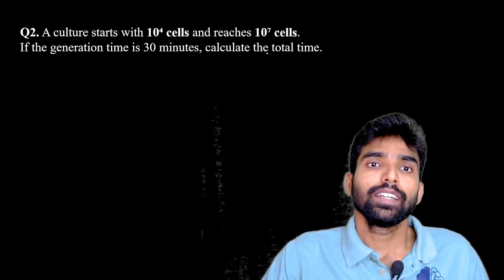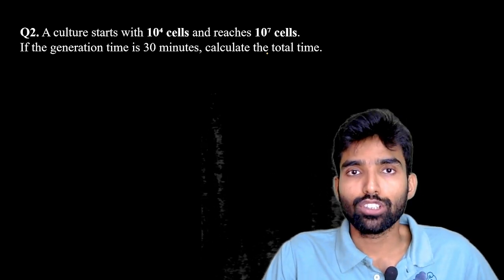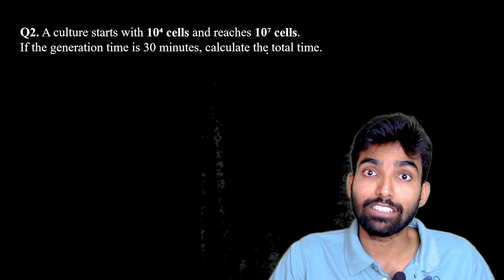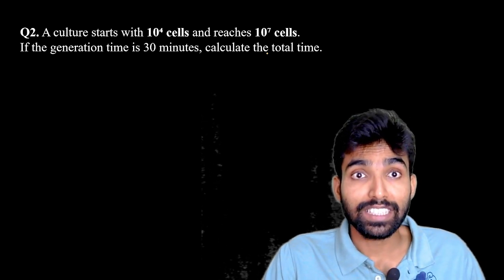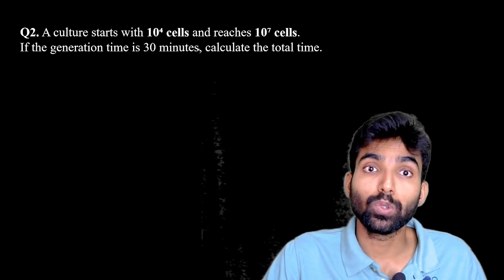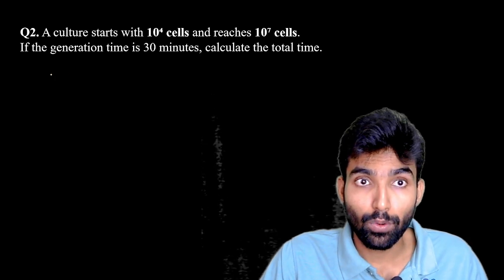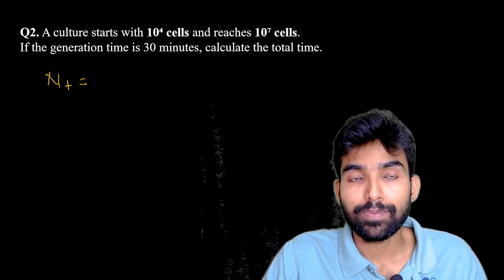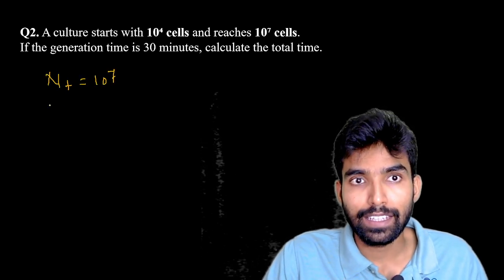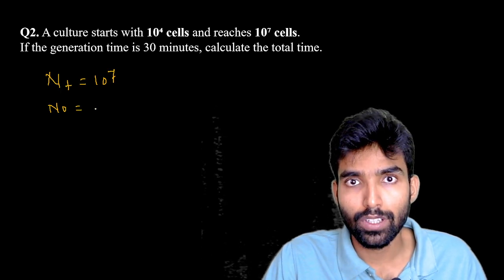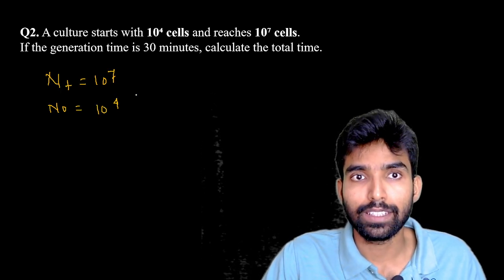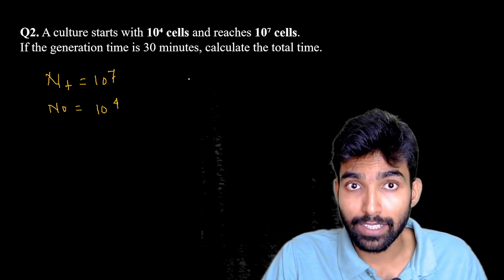A culture starts with 10^4 cells and reaches 10^7 cells. If the generation time is 30 minutes, calculate the total time. So now Nt is 10^7, N0 equals 10^4, and we need the generation time.